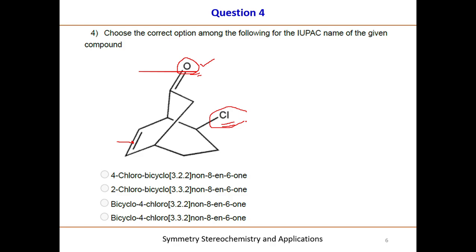Okay. Now you have to start giving numbering here. Because this is a bicyclo system, two rings are attached to each other by a bridge. So you can see here we have a bridge. I will write here. So here we have three carbons, if we consider these two as the bridging carbon atoms.